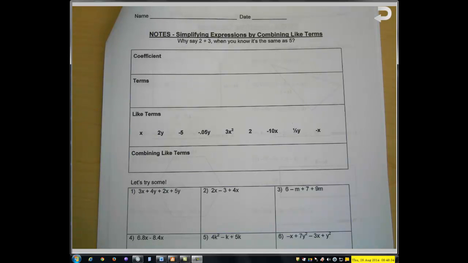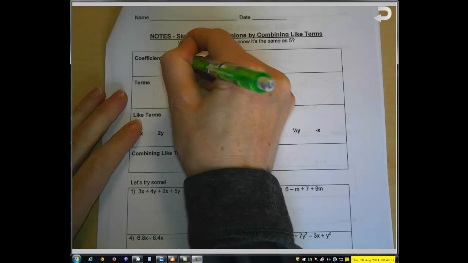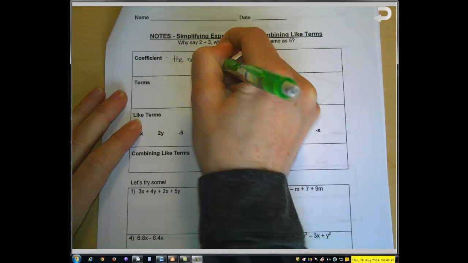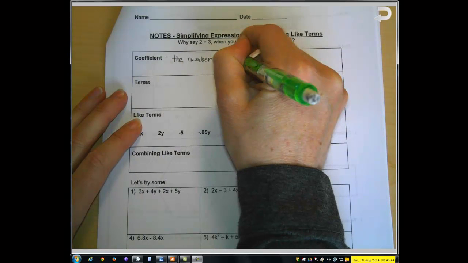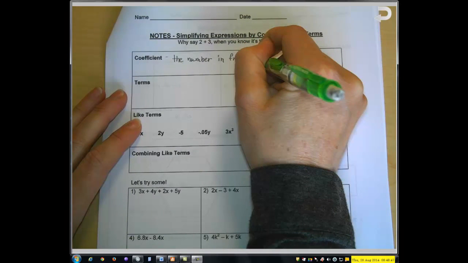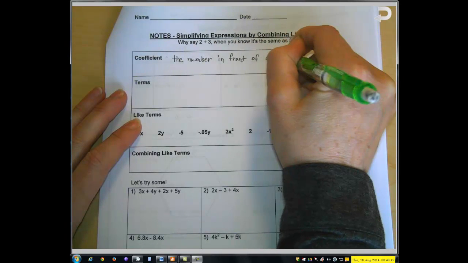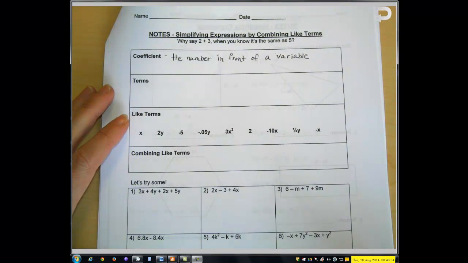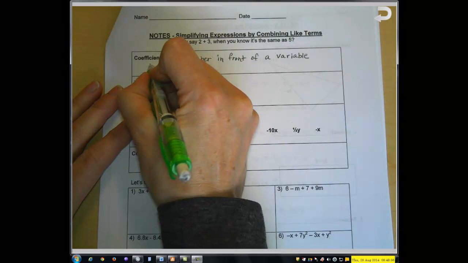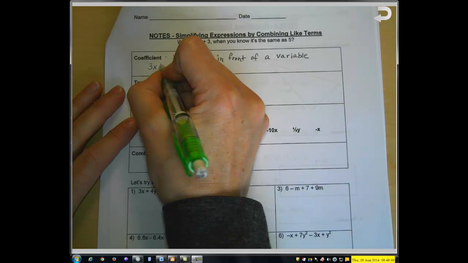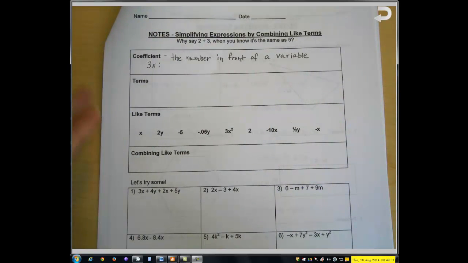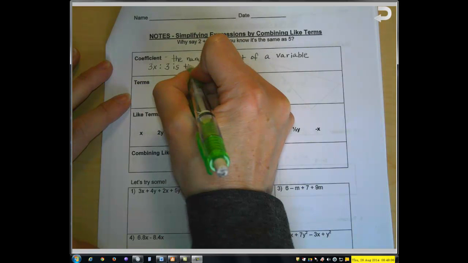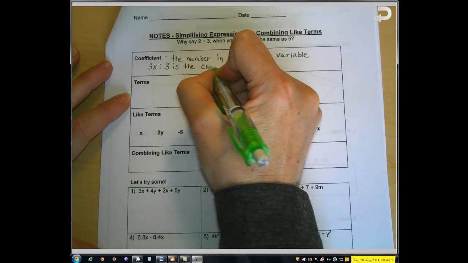A coefficient is the number in front of a variable. So for example, if we have 3x, we would say that 3 is the coefficient.